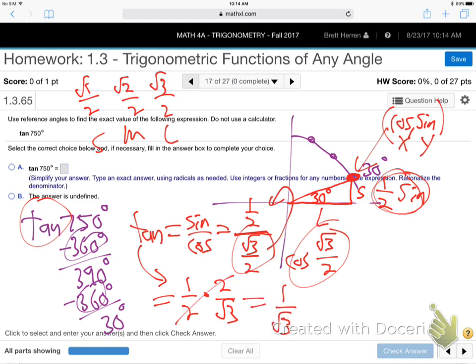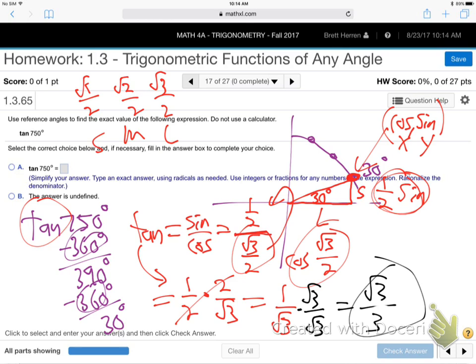Except we can't leave roots in the bottom. So let's get rid of that. Multiply top and bottom by root 3. So it's root 3 over, on the bottom root 9, or plain 3. There we go. Is that okay on that? Questions I can answer on that? Am I making sense for you?